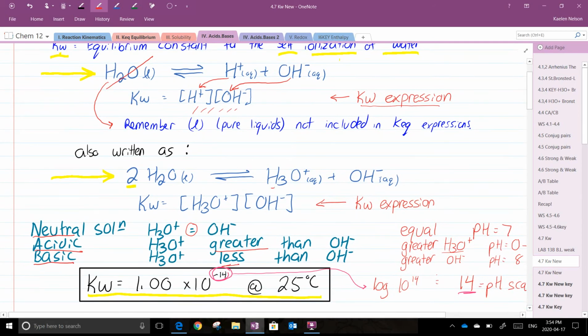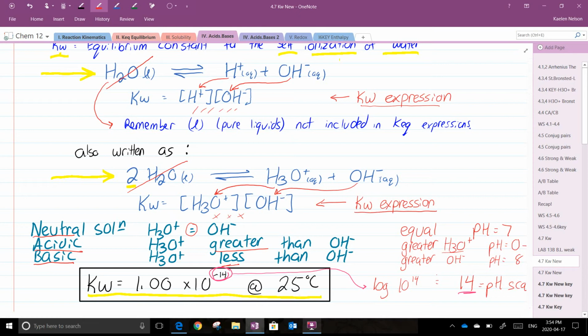The same is true for the second equation. There's our H3O and OH, both on the product side, multiplying in square brackets for molarity. And H2O here is a liquid, so again, there's nothing underneath. Those are the two forms of the Kw expression.